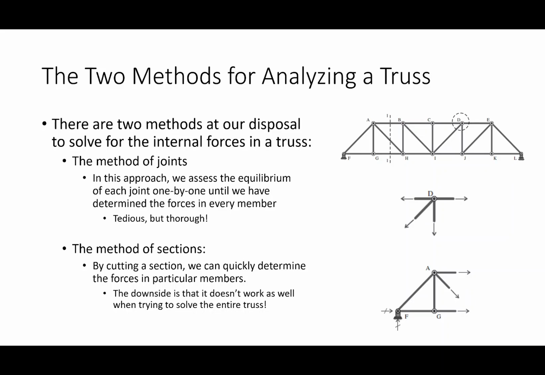Okay? So the way that the method of joints works is we analyze the equilibrium of each joint. The idea is that if the whole structure is in equilibrium, then each joint has to be in equilibrium as well. And so we just assess the equilibrium in each joint one by one until we get through the whole structure. Method of sections is for spot checking, but we'll get into that a little later.